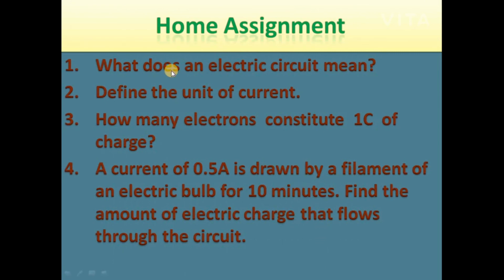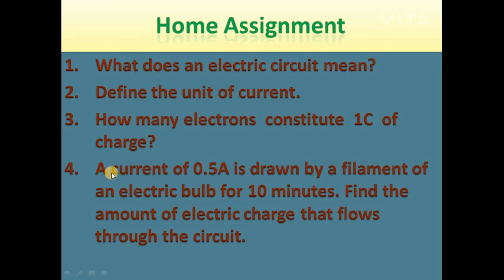For that, we will give the home assignment for your understanding. What does an electric circuit mean? You have to define an electric circuit. Define the unit of current, that means you have to define 1 ampere. How many electrons constitute 1 coulomb of charge? Here we give one problem, the fourth question. You have to do the problem using I equal to Q divided by t.